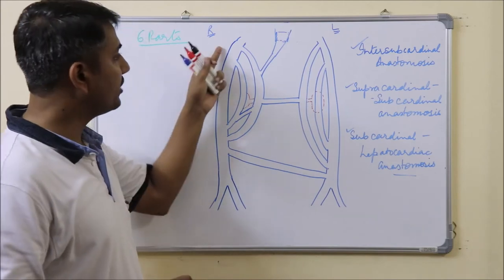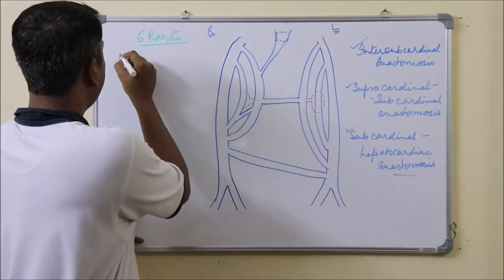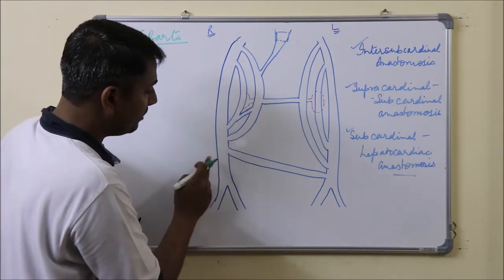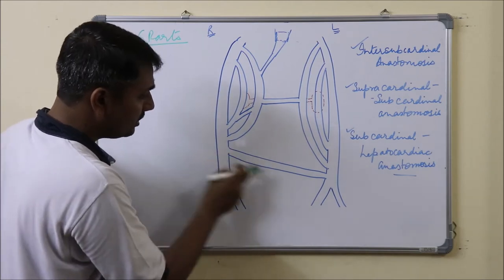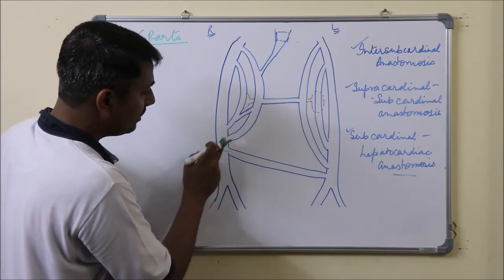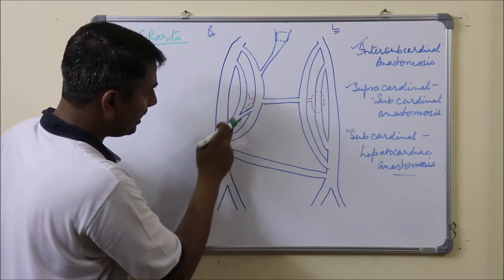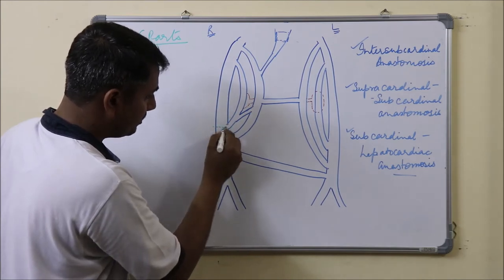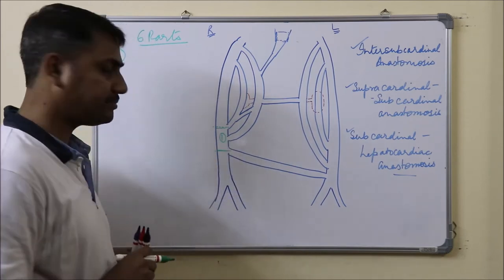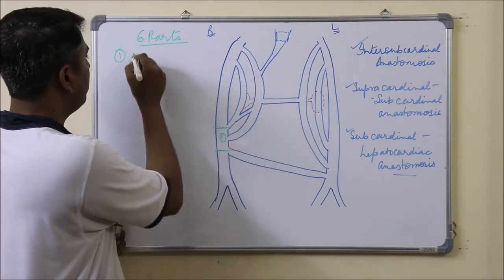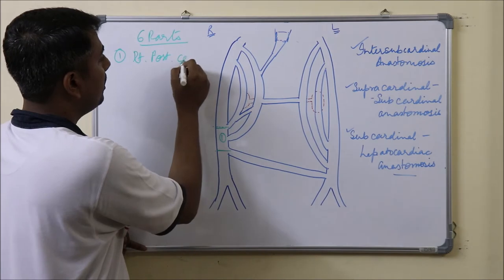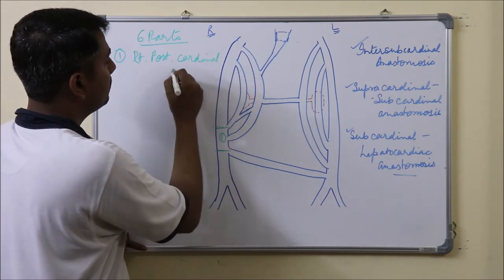Starting from caudal to cranial side, the first part of the inferior vena cava is formed by the lowermost part of the right posterior cardinal vein, from the junction of the transverse anastomosis with the right posterior cardinal vein to the level of junction of the supracardinal vein with the right posterior cardinal vein. So this part forms the first part of the IVC. So the first part is formed by the right posterior cardinal vein.